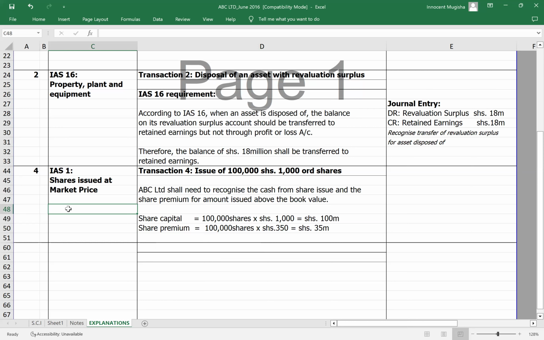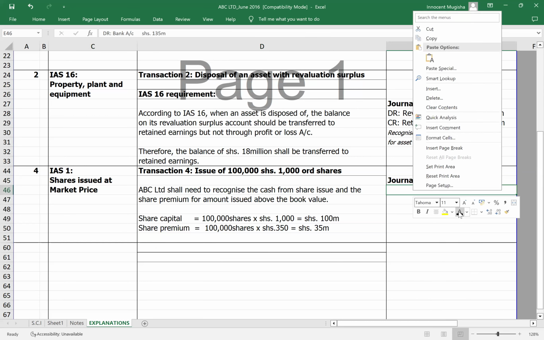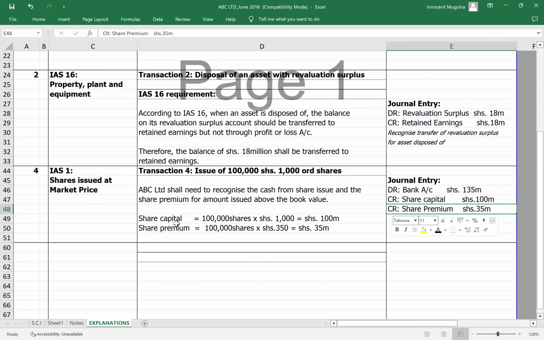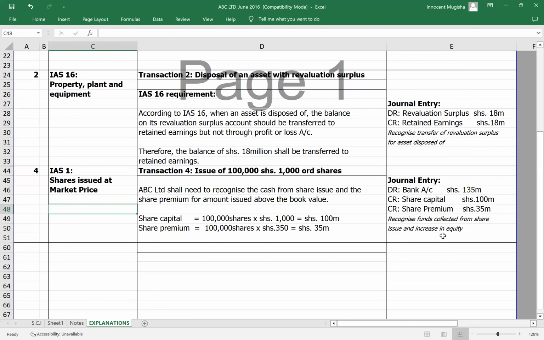The issue price was 1,350. So it means that the 350 is share premium. So in respect to this, we shall pass our journal entries by debiting the bank because all this money came to the bank, increasing our share capital by 100 million and increasing our share premium by 35 million. And this is to recognize funds collected from share issue and increase in equity. So that one will be as simple as that.